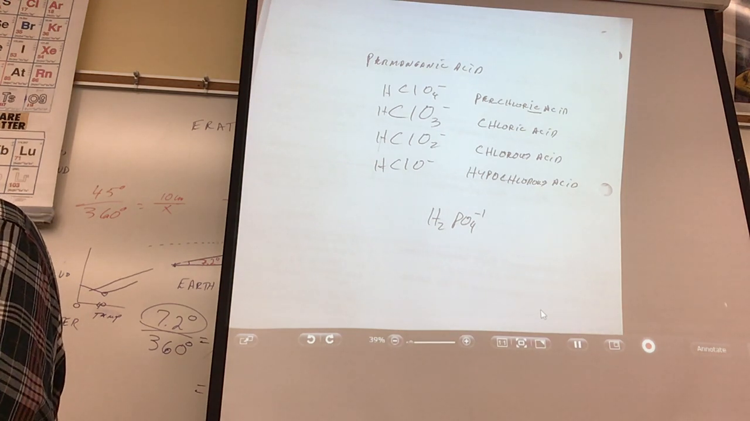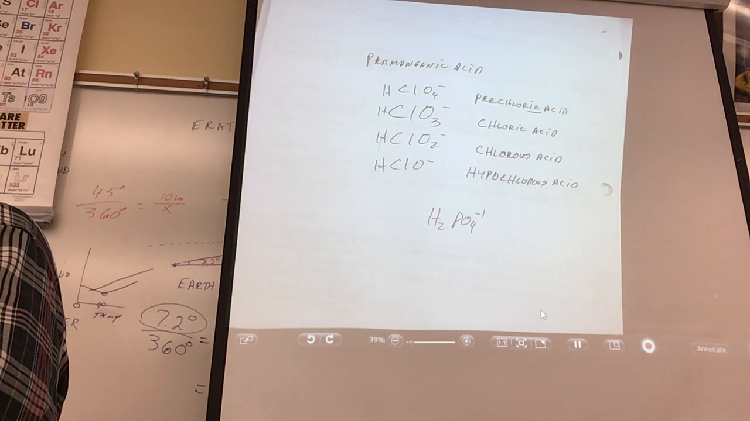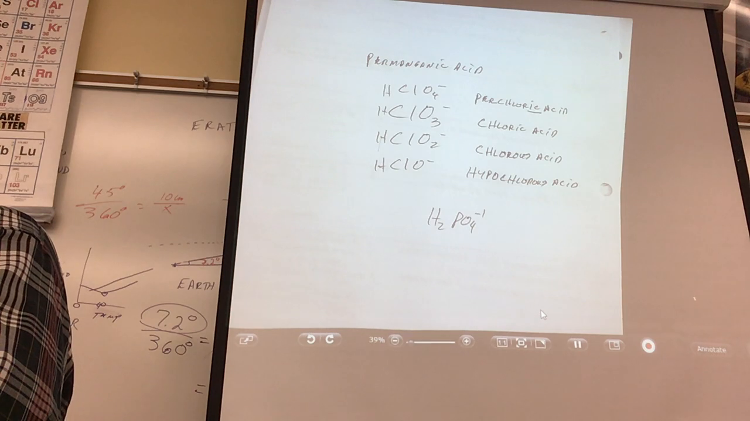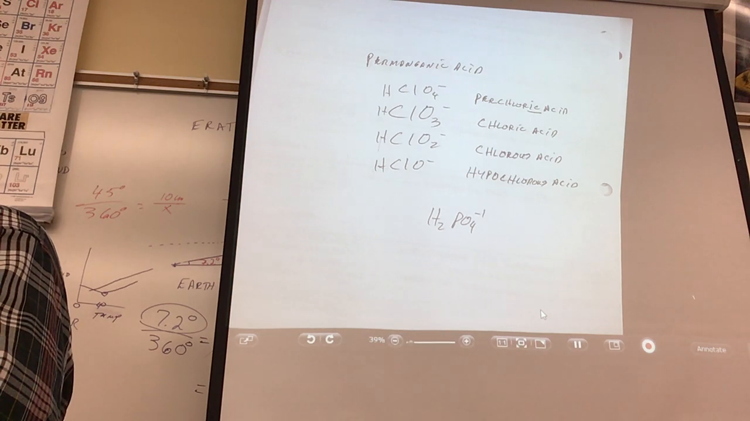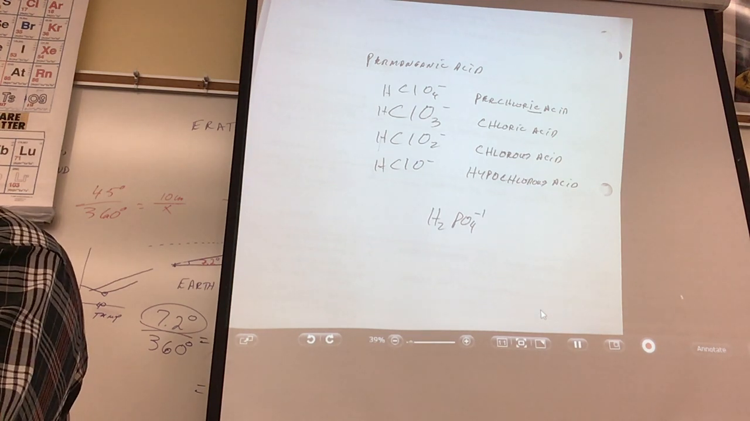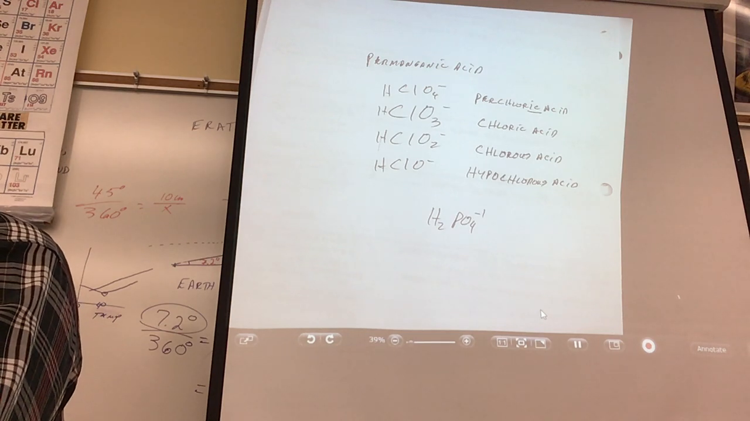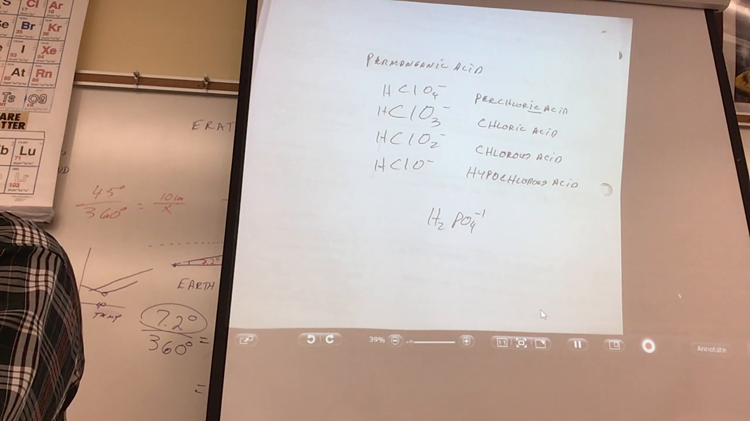Let's see if you get this one. Permanganic. You said ic? When you get it done, show your neighbor and see if you match. See if you can get it. Permanganic. Oh, by the way, did I tell you that you have to know your polyatomic ions? That's going to be the key, isn't it?